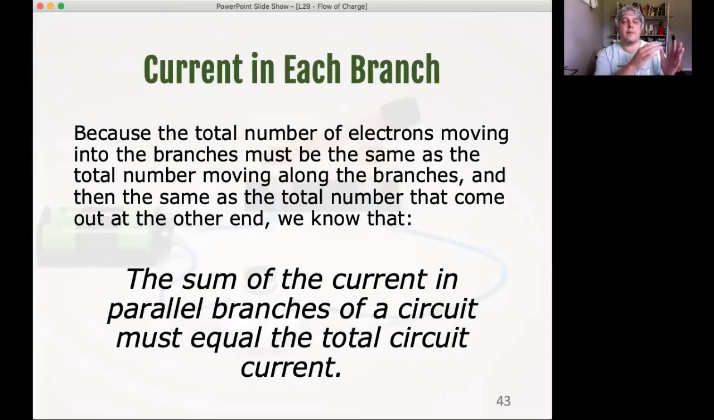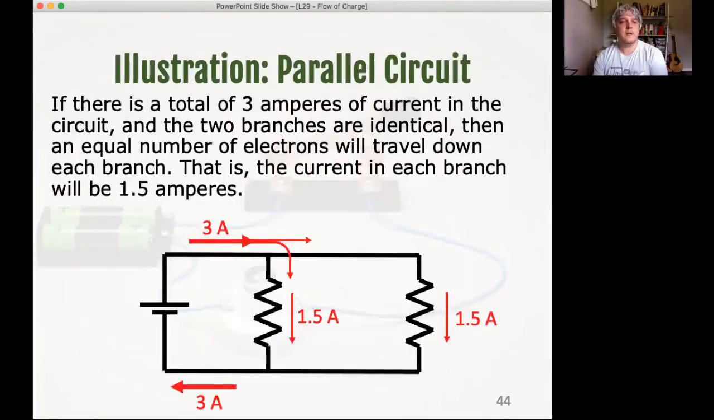So instead, what you would have if you had 10 coming off the negative terminal and then 2 identical branches, you'd get 5 going down each branch. Then they would join up again when the branches join, and you'd have 10 electrons returning to the positive terminal. So as long as you think about it like that, it makes sense that those branch currents must add up to the total.